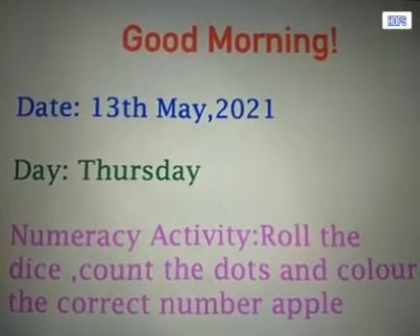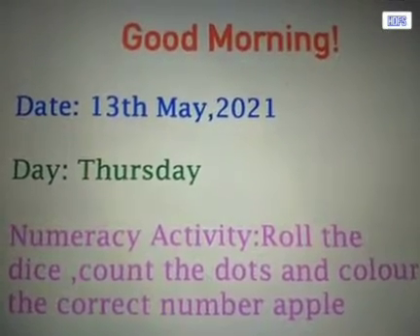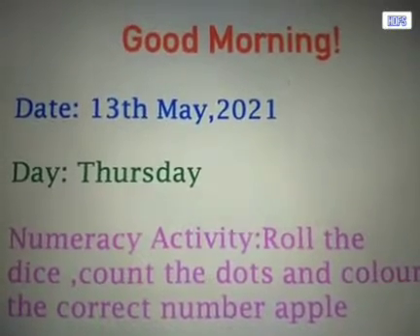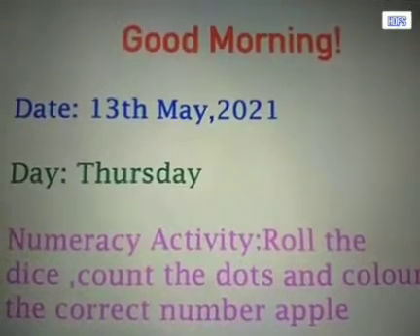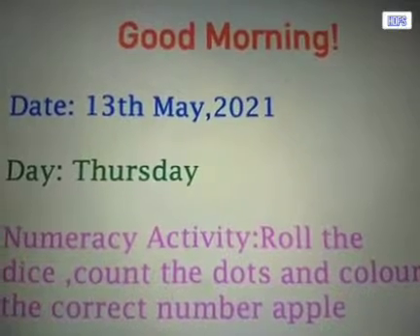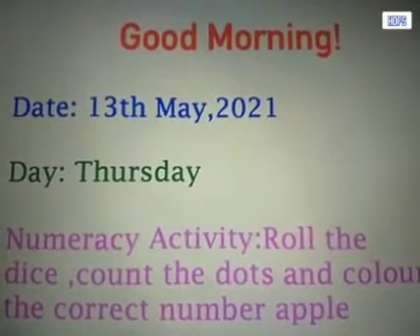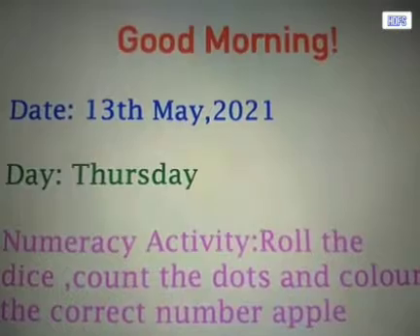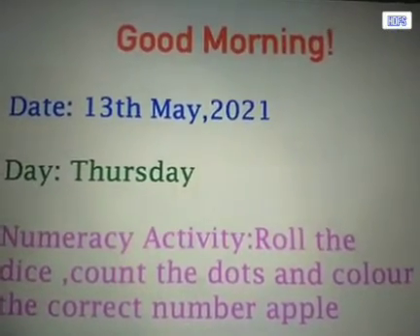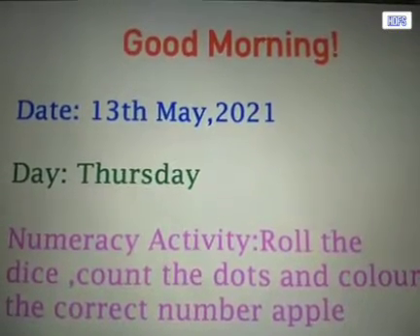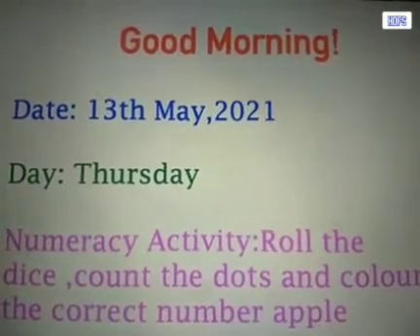It's called roll the dice activity. So you will need a dice for this. You have to roll the dice, count the dots on the dice, and color the correct number apples. This is another sheet that I'll be giving you, which has some numbered apples, and you'll have to color them. Okay, so we will do this activity in detail.